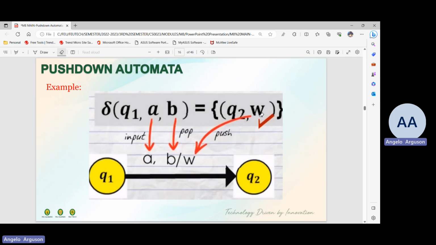And that W with a slash represents the symbol that we're going to push onto our stack after removing the B from the stack. Only then can we say that Q1 can transition to Q2.